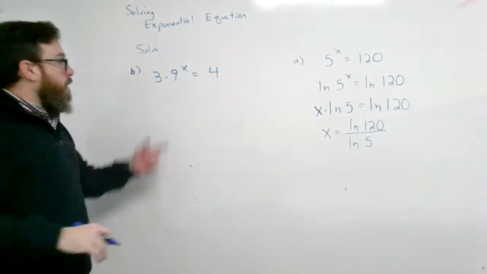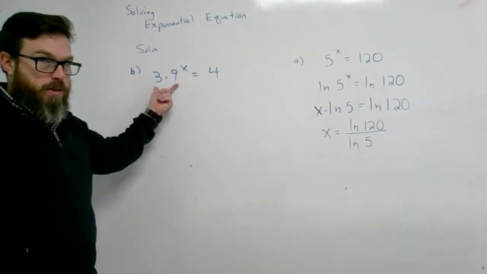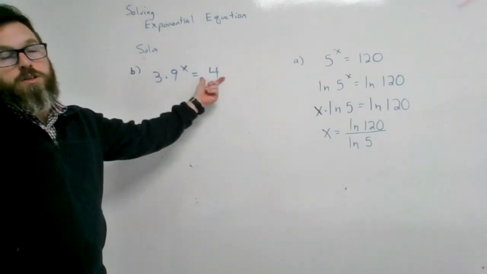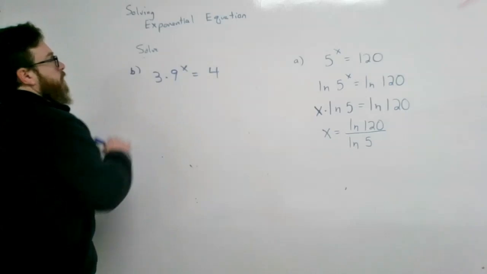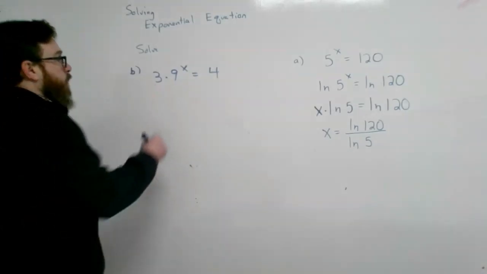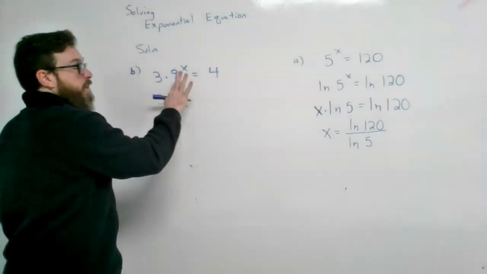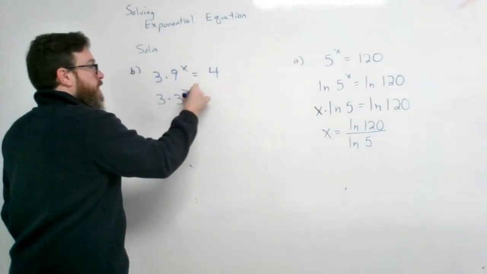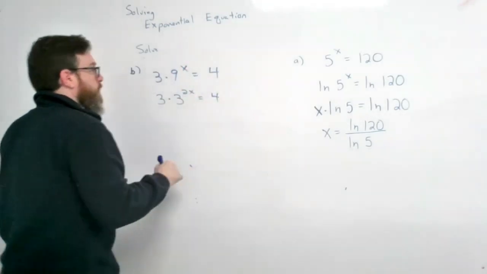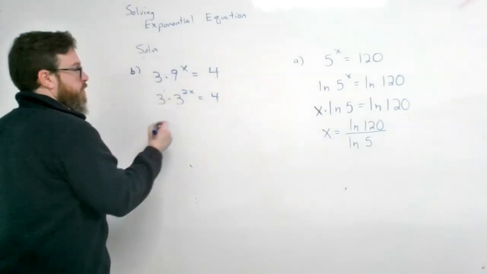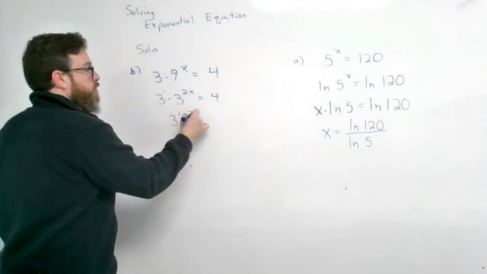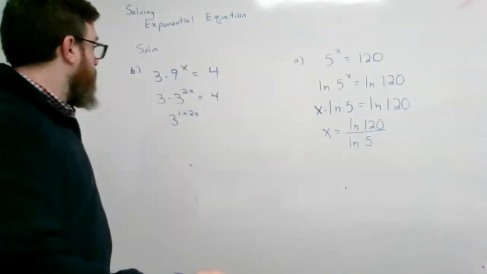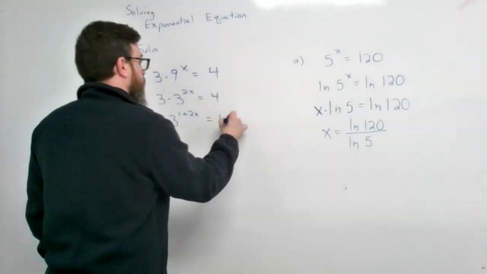Not a common base problem, even though these can be written as base 3s. But 4 is not going to be written as 3 to an integer power. So I'm going to condense like we did before. I'm going to write this as 3 times, 9 is 3 squared. So 3 squared raised to the x is going to be 3 to the 2x is equal to 4. Now this is 3 to the 1 times 3 to the 2x. So this is going to be 3 to the 1 plus 2x. Multiplying things in the same base means that you're going to add the powers, equal to 4.